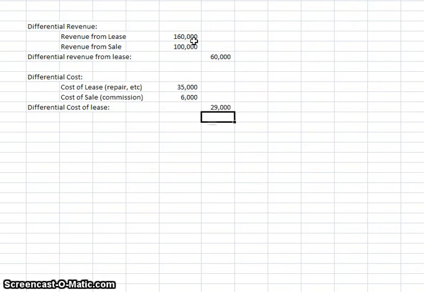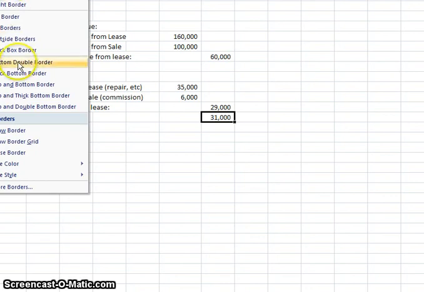Now, the idea here is that if I went with a lease rather than a sale, notice that's the first number I start with. I start with lease minus the sale, lease minus the sale again. The idea is if this winds up being a positive number, which in this case it is, the revenue from the lease exceeds the costs of the lease, then leasing is the better way to go. I'm going to make more money by leasing this item than I would by selling it.